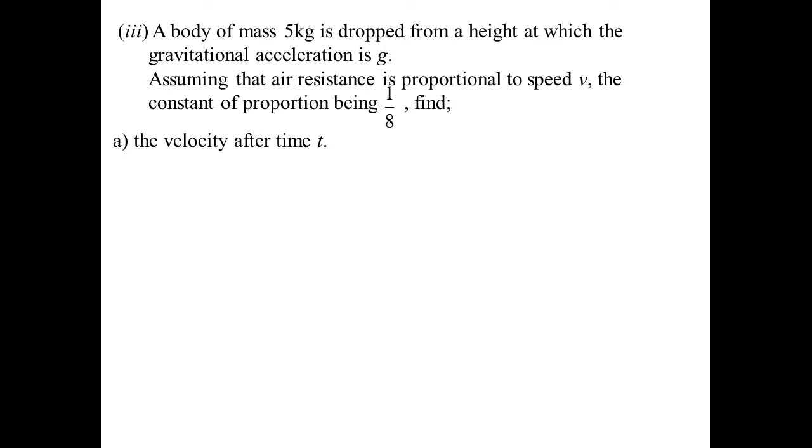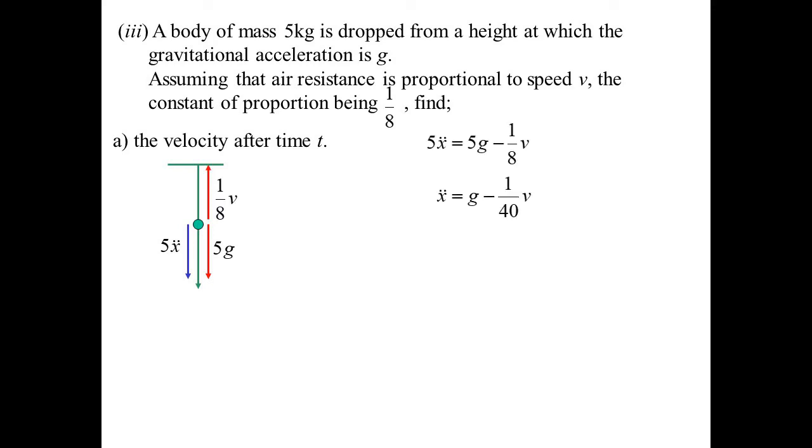Okay, let's get our equation. There we are. We're going down now, so I'm defining down. They told me mass is 5, so I'm going to say 5 times acceleration there. Gravity, so 5g. Resistance in the opposite direction, 1/8 v. So there's my equation, divide through by 5. We're trying to find velocity and time, so v to t is what we'll use.